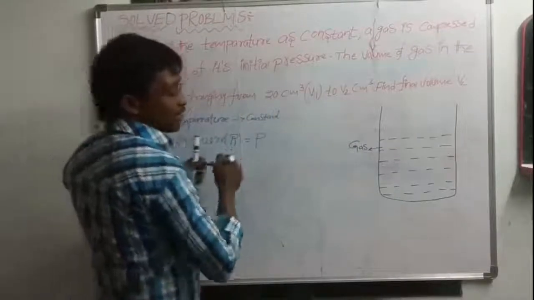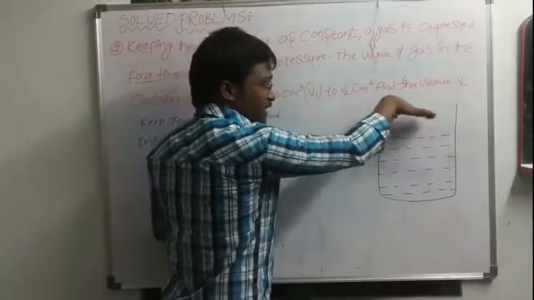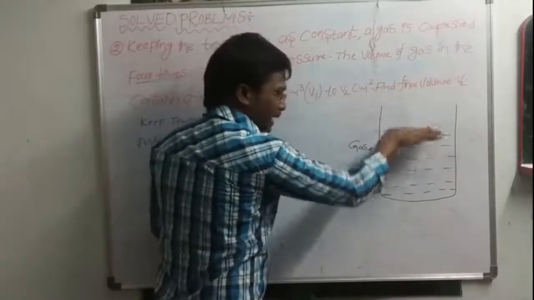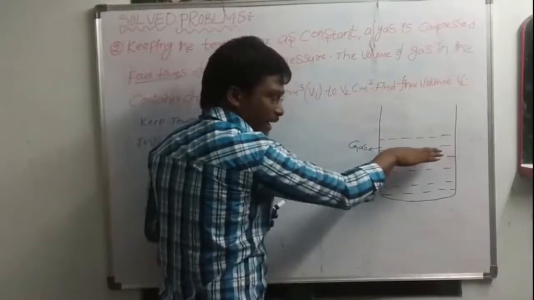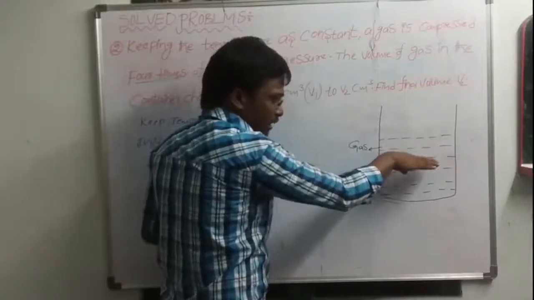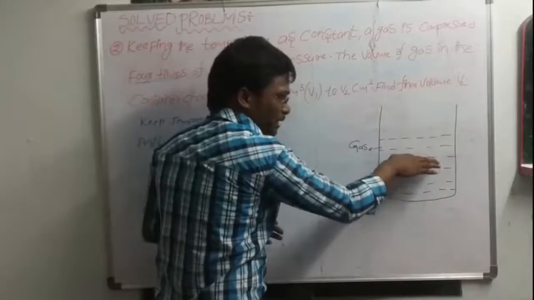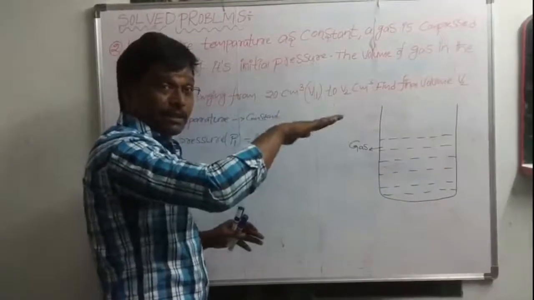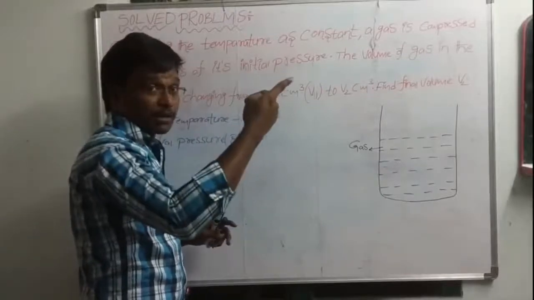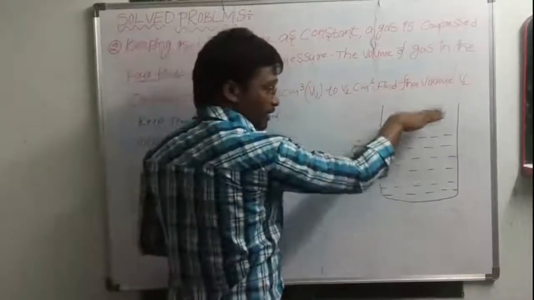So what is the final pressure? Suppose first compression, this liquid came here. Second compression, the liquid again came down. Third compression, again this liquid moves down. Again fourth compression, this liquid will move down. So how many times he compressed? 4 times of initial pressure. Correct. So 4 times of initial pressure.